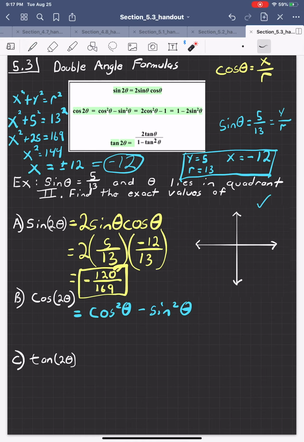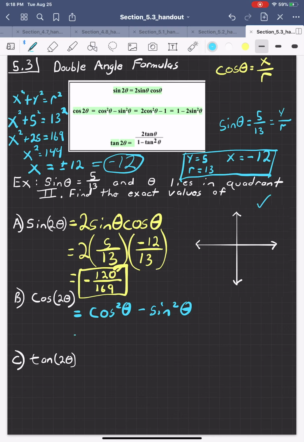And the reason why I chose that is, do we know what sine is? Right? Well, yeah, sine is just 5/13. So all I have to do is drop 5/13 in here and square it. And do we know what cosine is? Yeah, cosine is -12/13. So all I have to do is drop -12/13 in here and square it. All right, let's go ahead and do that now.